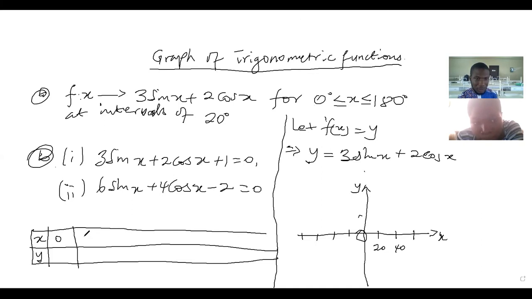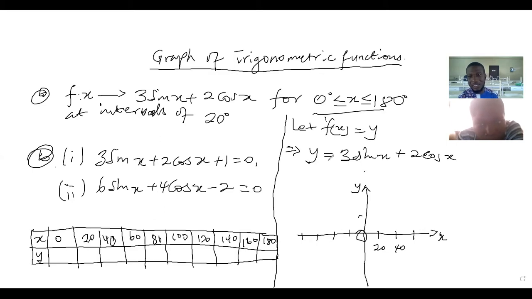Then we are going to have 20. We just follow the intervals given. 40, 60, 80, 100, 120, 140, 160, and 180. So immediately we do this, we have satisfied the condition given in the interval. We have satisfied it. Are you okay?